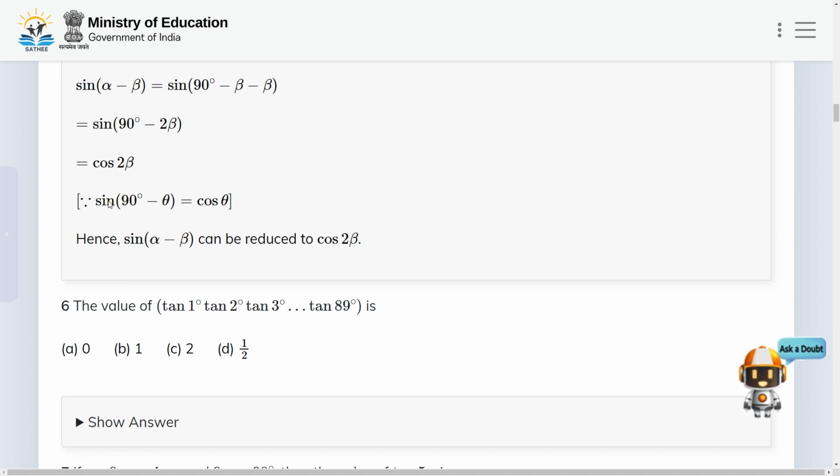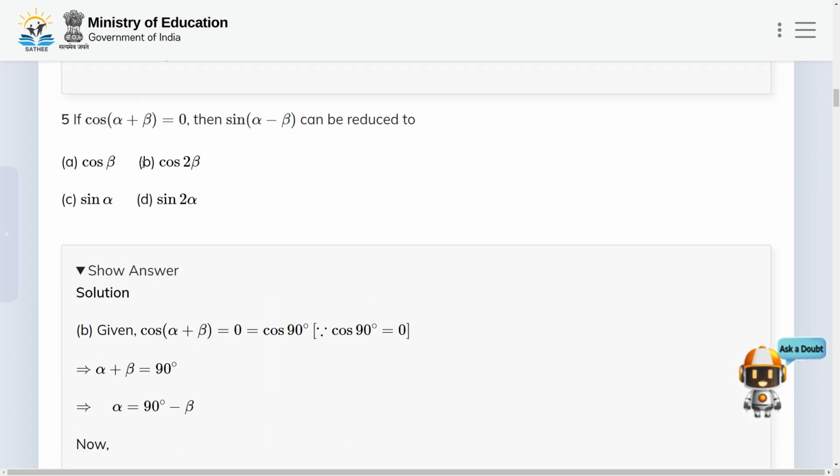Okay, so hence sine of alpha minus beta can be reduced to cos 2 beta. So here in this problem option number B is correct answer. And now let us move to the next problem.